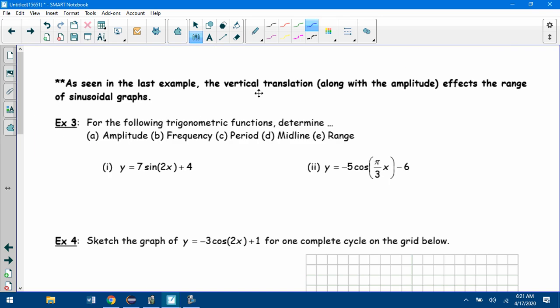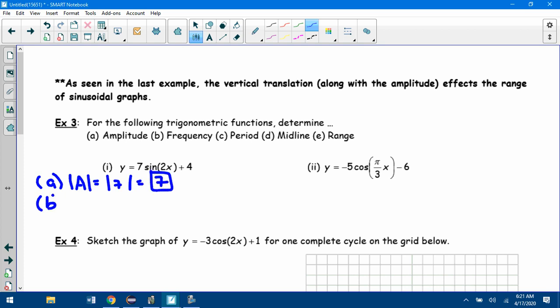So that vertical translation affects the range of sinusoidal graphs. Again, sinusoidal could mean sine or cosine. It's a little misleading. So here I just want to figure out amplitude, frequency, period from yesterday. I added midline into it, and then remember midline will affect the range now also. So if I start with y equals 7 sine of 2x plus 4, what's the amplitude? Absolute value of a, which is the absolute value of 7, so just 7.